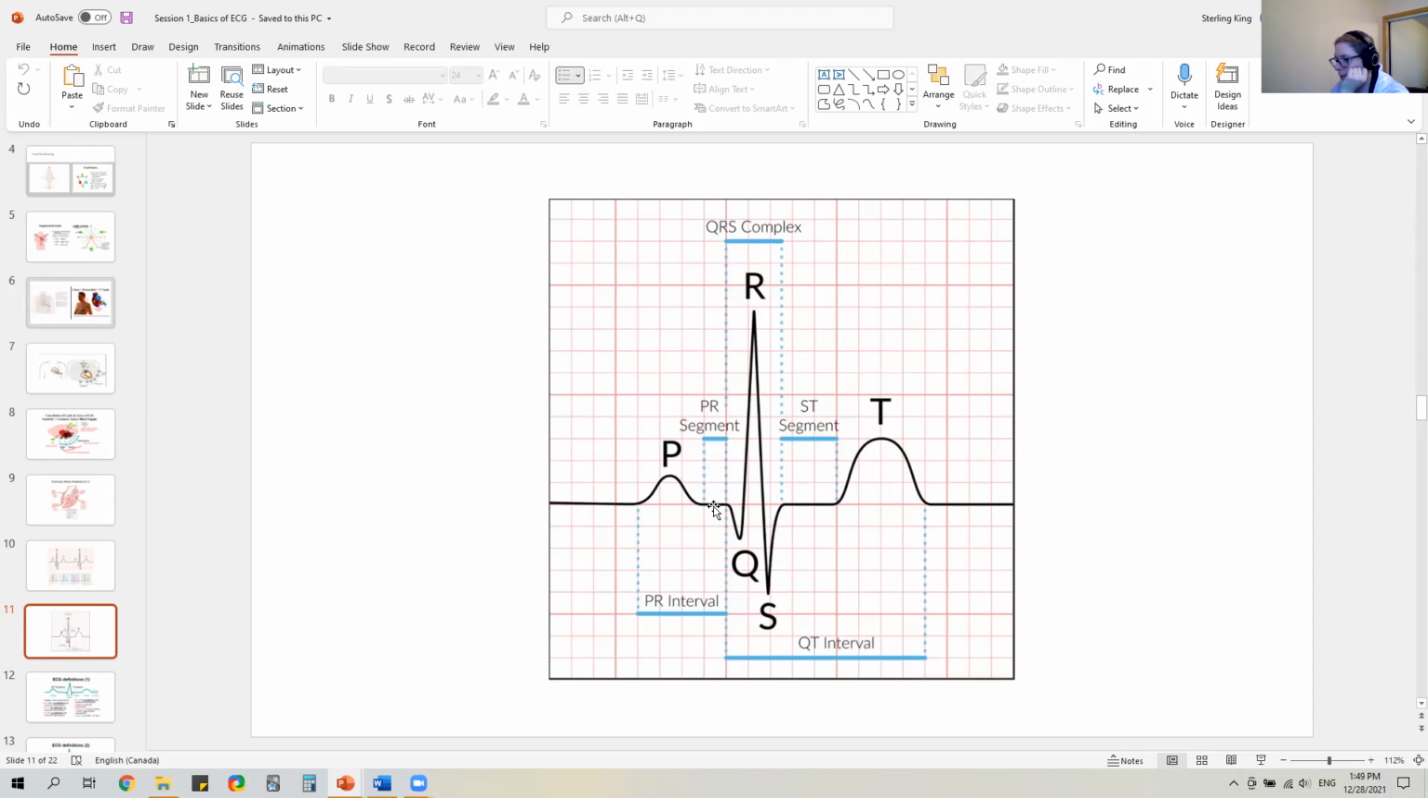And then the QRS complex, so that's the area from the start of the Q to the end of the S. There's also this ST segment, which goes from the S to the start of the T. And there's also a QT interval, from the start of the QRS complex to the end of the T wave. So the intervals are the big things, segments are smaller.